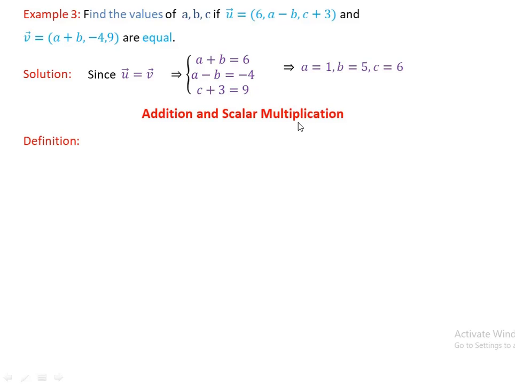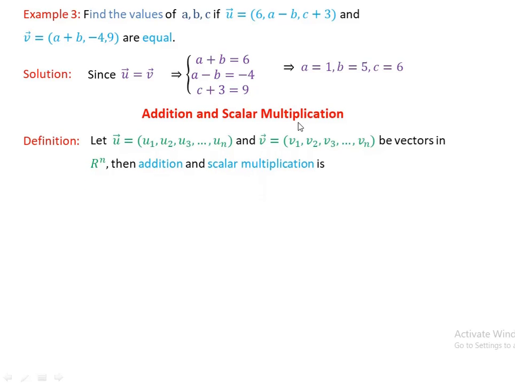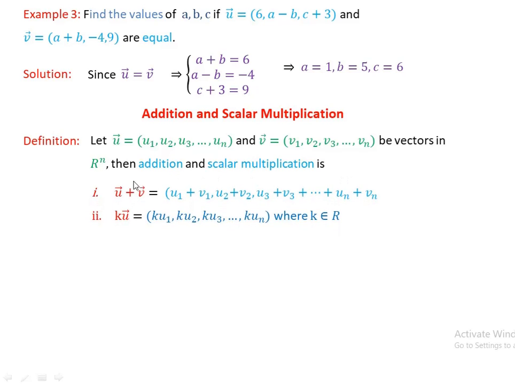Addition and scalar multiplication of vectors. Let vector u with the components u1, u2, u3, ..., un and the vector v given as v1, v2, v3, ..., vn be vectors in Rn. Then the addition and scalar multiplication of those two vectors u and v are given as follows. u plus v is simply adding the corresponding components of the two vectors, meaning u plus v is (u1 plus v1, u2 plus v2, u3 plus v3, ..., un plus vn). This is called the sum or addition of vectors.